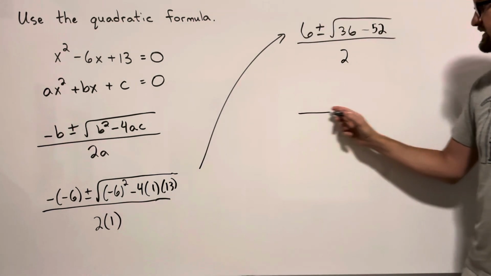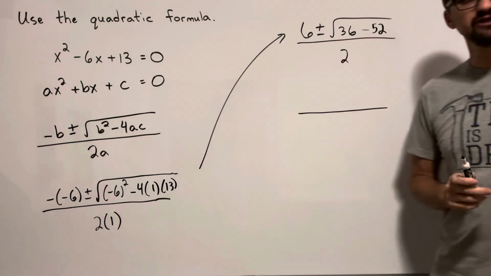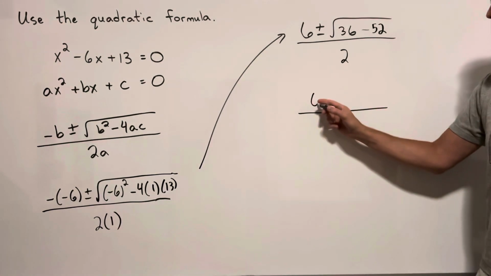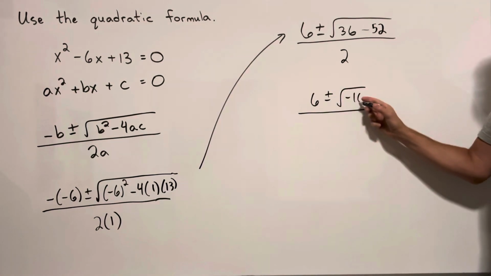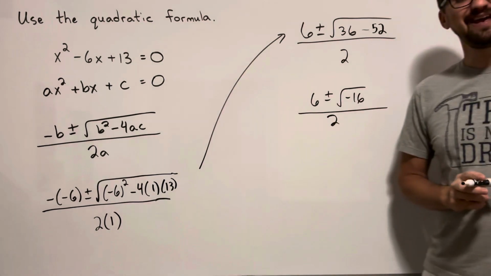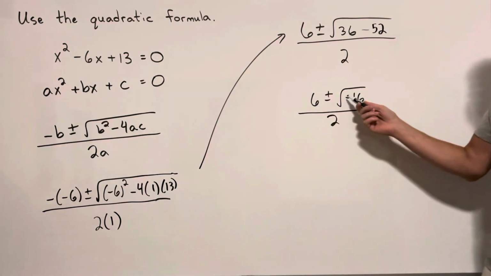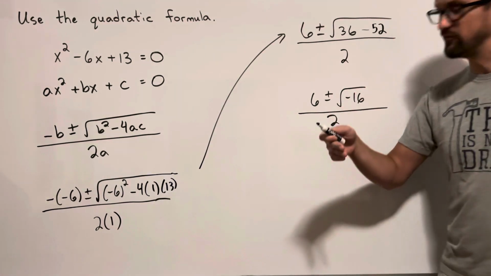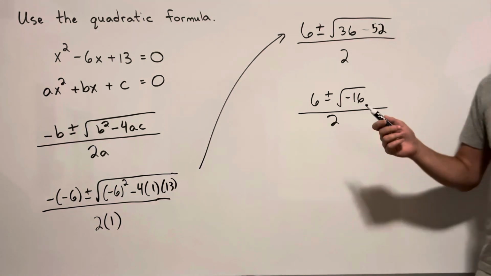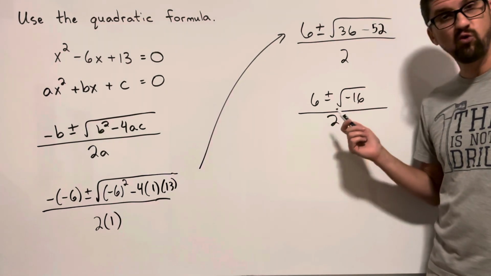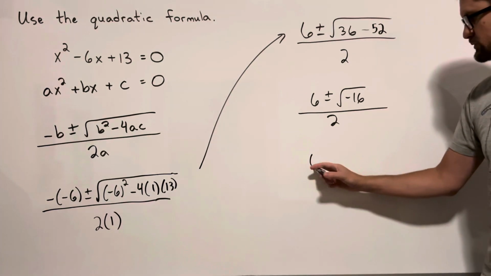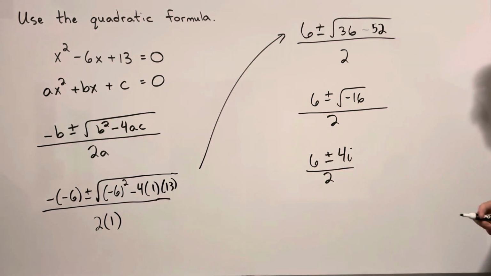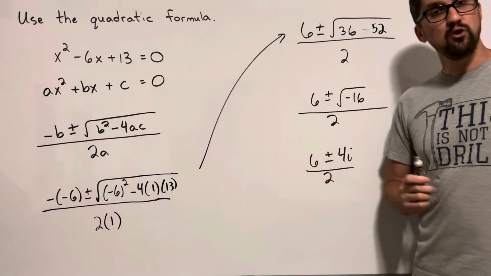All right, simplifying this, we're going to subtract here, 36 minus 52. That is negative 16. And since we have a negative number inside a square root, we're going to apply the imaginary i. i is the square root of negative 1. And the square root of 16 is 4. So this is going to end up being 4i. So we got 6 plus or minus 4i over 2.